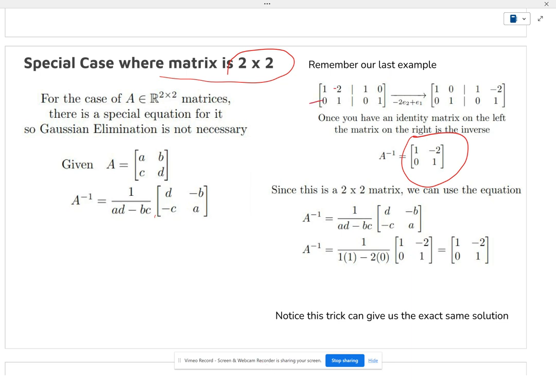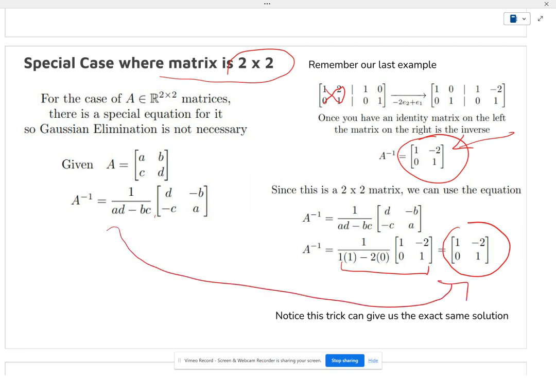But we put a negative here and here. And over here, what we have is this times this and this times this. So it's just 1 times 1, 2 times 0. And once we have done this, notice that the answer is the same. This was from the Gaussian elimination we did before, and this one came from this trick. You can do this for a 2 by 2 matrix. Other ones it won't work.